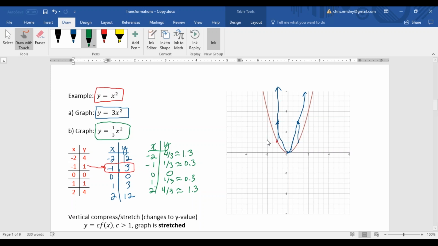Okay, so we'll plot those points. -2, 1.3. Just kind of have to estimate, would be maybe about there. -1, 1/3. Maybe about here. 0, 0. 1, 1/3. I think I put that one a little high. Let's see, right there. And 2, and 1 and 1/3. Maybe about here. Okay, so then we can connect those points. And this time we get a much wider parabola.